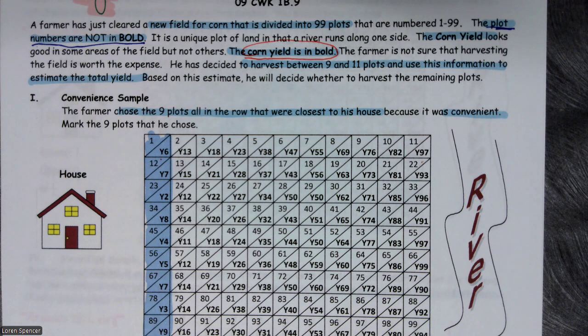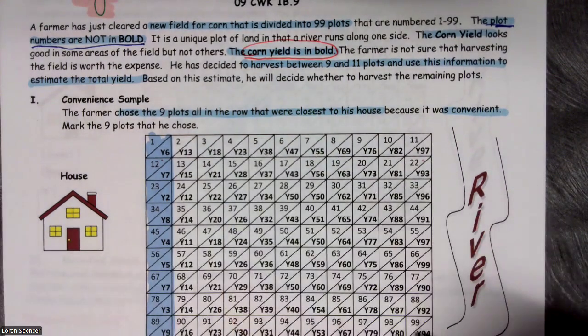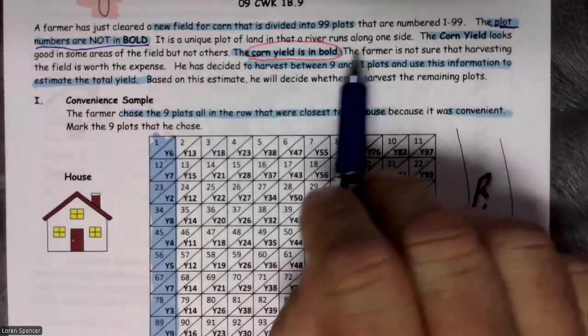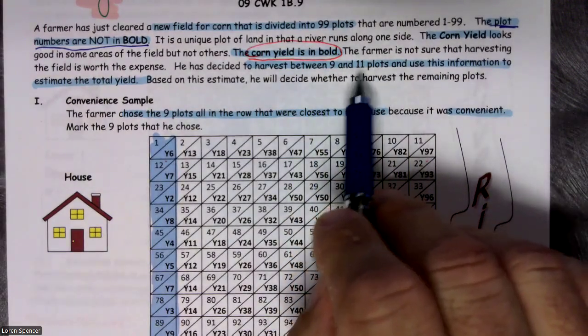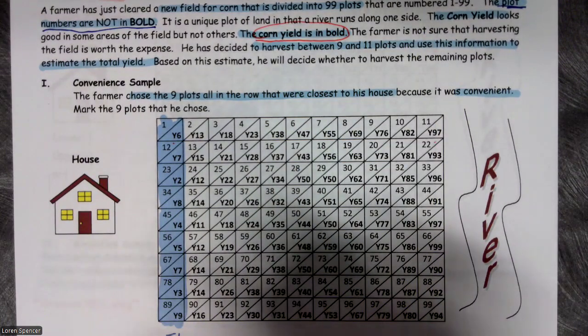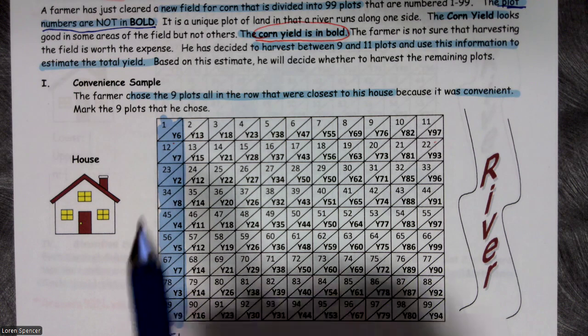So the farmer is not sure that harvesting the field is worth the expense. He's decided to harvest between 9 and 11 plots and use this information to estimate the total yield. So basically, instead of harvesting all 99 plots and going, gosh, was it worth the expense? He's going to do somewhere between 9 and 11 to make a determination as to whether or not he should harvest the entire field.